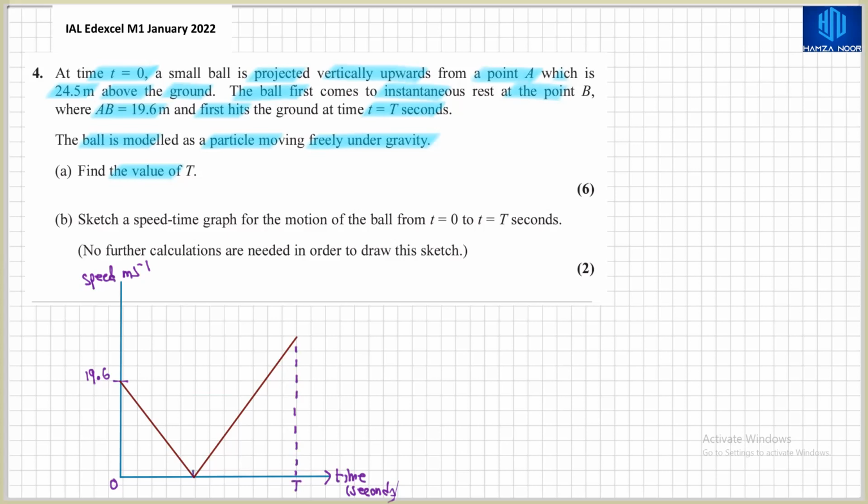Even if you do not mark this value of t over here, it's not an issue, it's completely fine. But if you have used an alternative way in part A, in which you have considered the journeys separately by finding the individual time durations, then you can mark the value of t. But in this case, no further calculations are required. So no further calculations are needed over here, and here we have completed the sketch, and this is part B. So this was question number 4 of the International A-Level Edexcel M1 January 2022 paper.